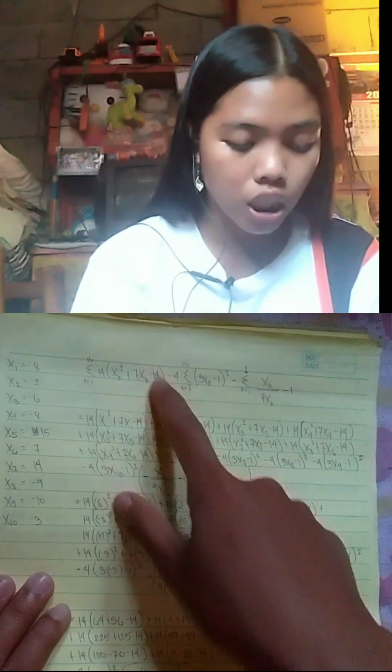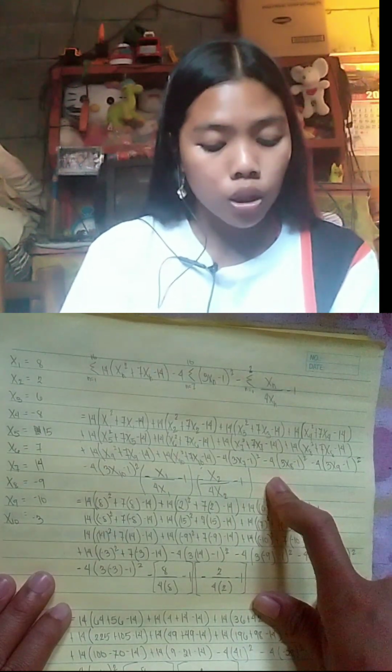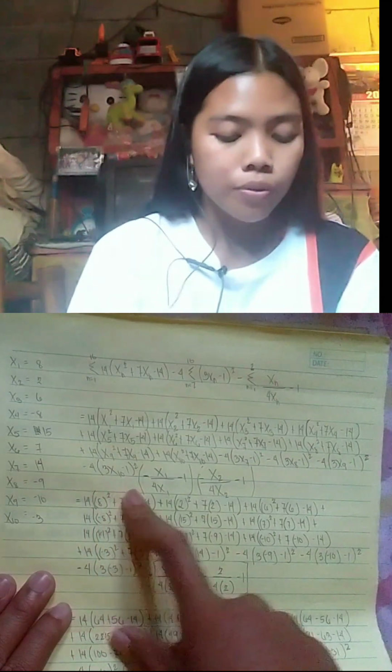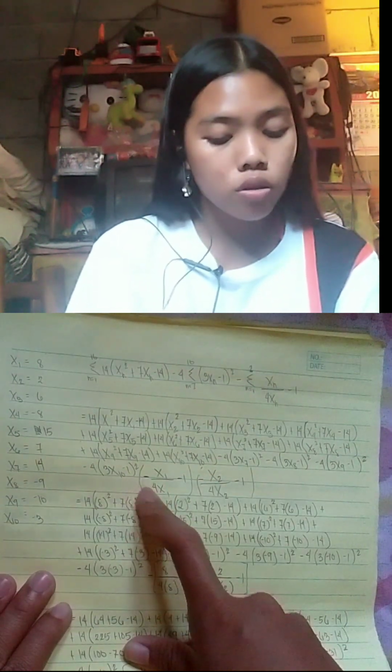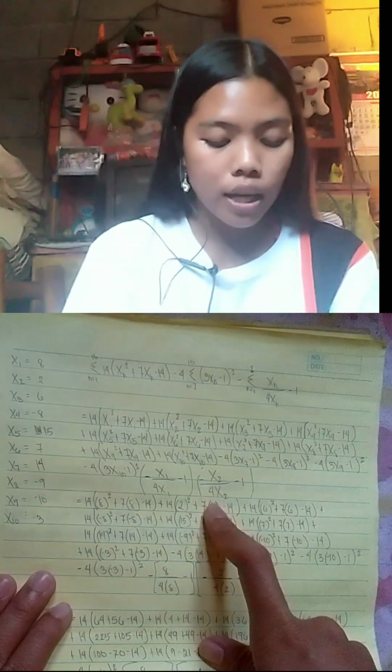Then the next one is here. So as here n goes from 7 to 10, so we start at 7. So minus 4 times the square root of 3x sub 7 minus 1, minus 4 multiplied by the square root of 3x sub 8 minus 1, minus 4 multiplied by the square root of 3x sub 9 minus 1, minus 4 multiplied by the square root of 3x sub 10 minus 1. And the last one is here, as n goes from 1 to 2, so we start at 1: minus x sub 1 over 4x sub 1 minus 1, minus x sub 2 over 4x sub 2 minus 1.